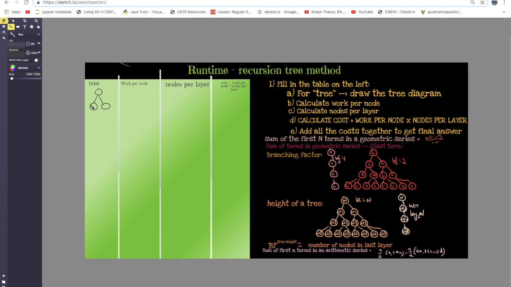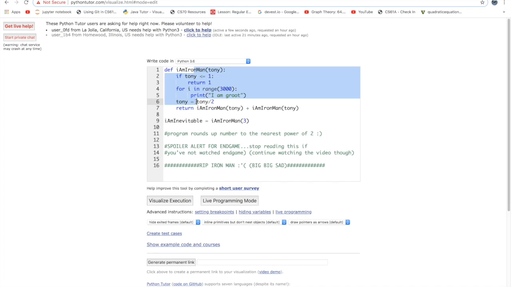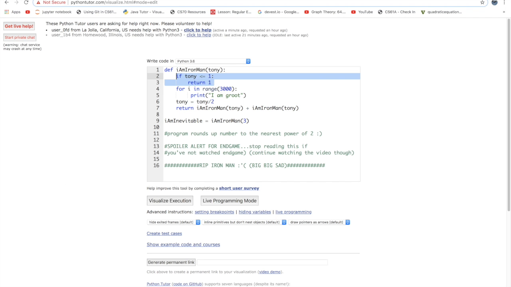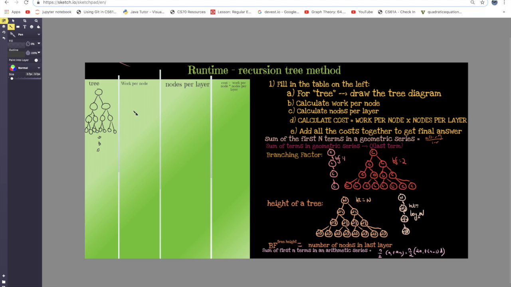And then each of these two nodes is again going to pass through this algorithm and call another two executions of the I am Iron Man algorithm. So this one's going to call 2, and this one's going to call 2. And again, each of these nodes would call 2 executions of the algorithm, and each of these nodes will call 2, and so on and so forth until we reach the end of our tree, which is when we reach the base case. Okay, so that's our tree.